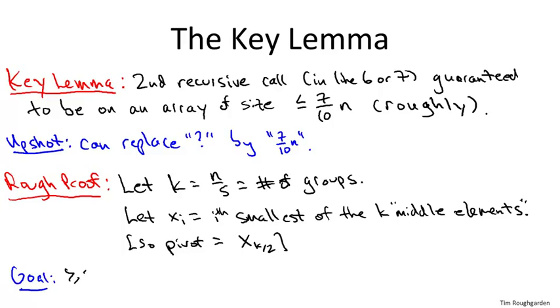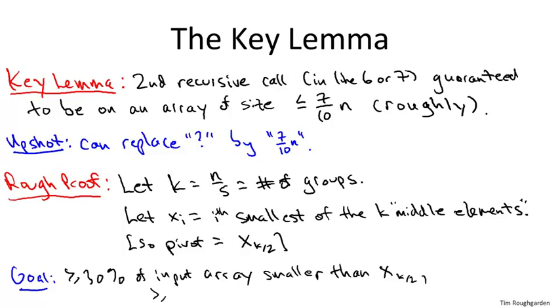So if we achieve this goal, we prove that there's at least 30% on each side of x_{k/2}, then we're done. That proves the key lemma that we get a 30-70 split or better. So I'm going to show you why this goal is true. I'm going to introduce a thought experiment, and I'm going to lay it out abstractly. Then we'll do an example to make it more clear, and then we'll go back to the general discussion and finish the proof.